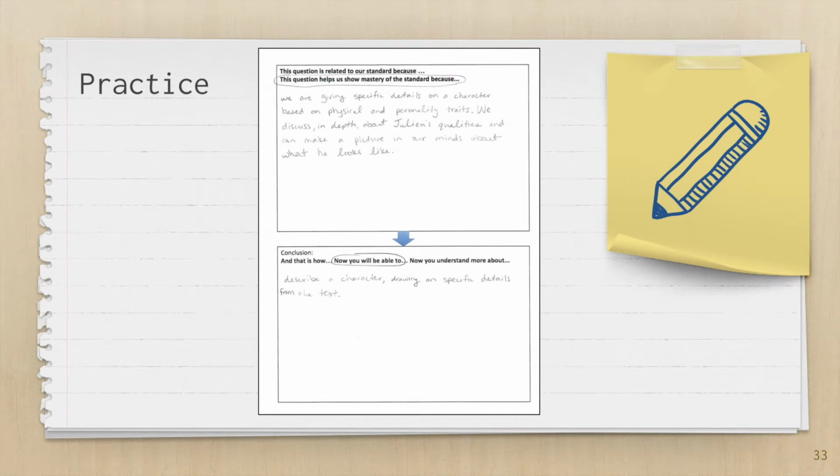Finally, the student shares the connection between the question and the standard and concludes the script. The presenter writes, "This question helps us show mastery of the standard because we are giving specific details on a character based on physical and personality traits. We discuss in depth about Julian's qualities and can make a picture in our minds about what he looks like. Now you will be able to describe a character drawing on specific details from the text."